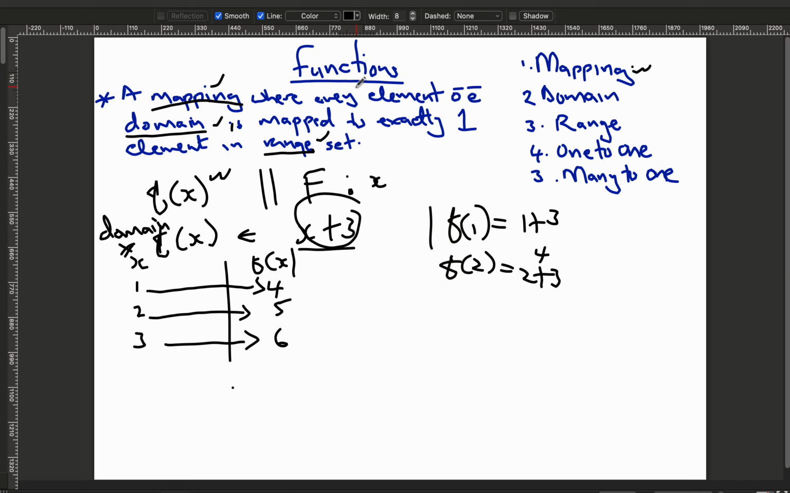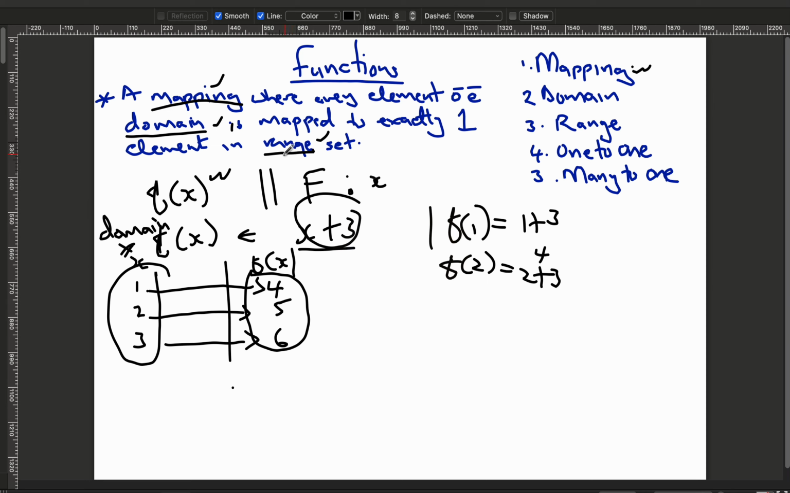So by definition, a function is a mapping where every element in this domain set is going to be giving us exactly one value in the output set, which is the set of my range values.